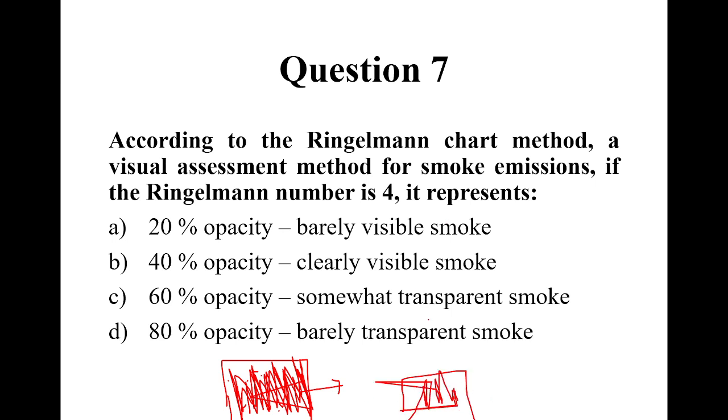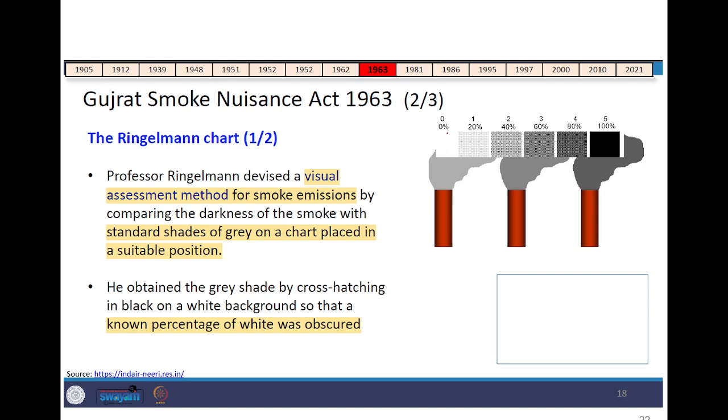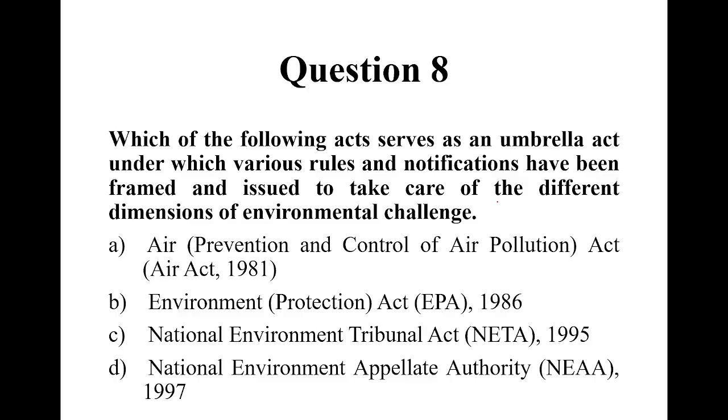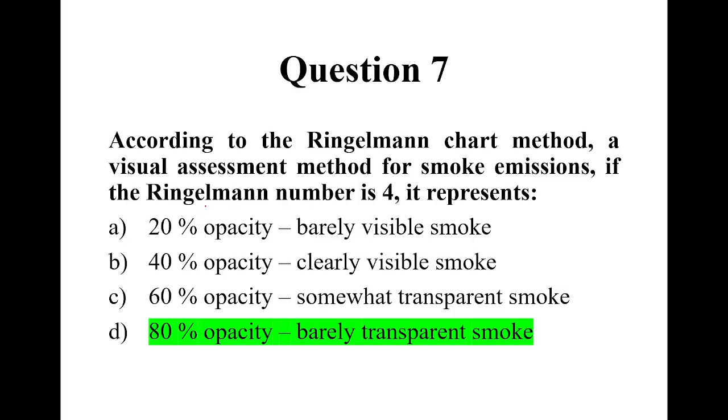Given a number, you can see here, 0 is clean without any particulate matter, 20 is slightly added, 40 is fully added. It's like a filter bag, or a coffee filter, where you'll see the dark color. So you can directly go and measure the particulate matter as smoke in the industries with this Ringelmann chart. If it is coded as 4, 80% opacity, only 20% transparent. So they are asking if the Ringelmann number is 4, it represents 80% opacity, barely transparent smoke.